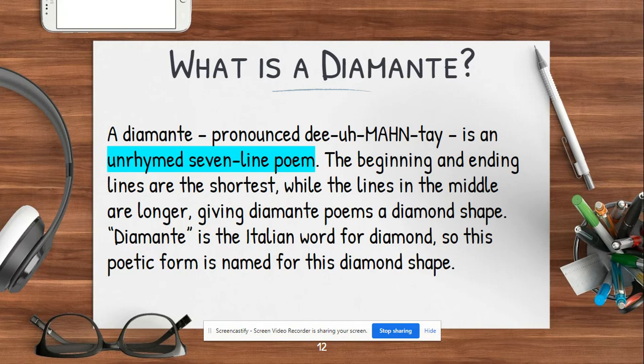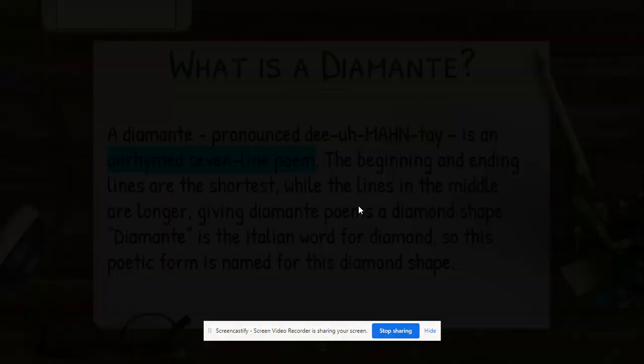So a diamante is an unrhymed 7-line poem. The beginning and the ending lines are the shortest, while the lines in the middle are longer, giving diamante poems a diamond shape. Diamante is the Italian word for diamond, so this poetic form is named for the diamond shape. So you'll notice this is a pretty short poem. It's unrhymed. It's only 7 lines. So let's look at it.